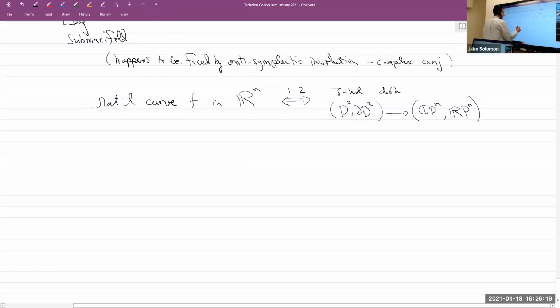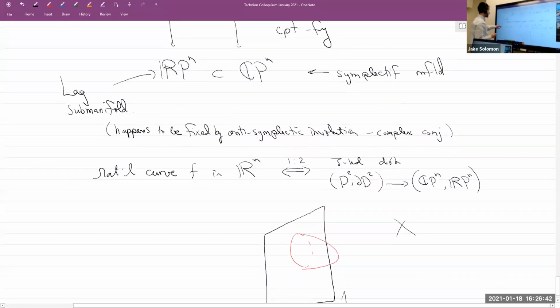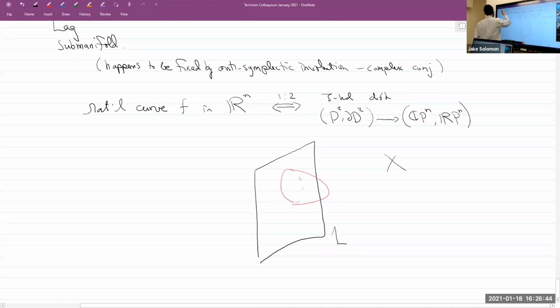And basically the idea is that if you have a Lagrangian submanifold like this, and here's the backboard, X, then my holomorphic disk is some kind of thing like that. It maps the boundary of the disk into my Lagrangian submanifold. In this case, X equals CPN and L is RPN.